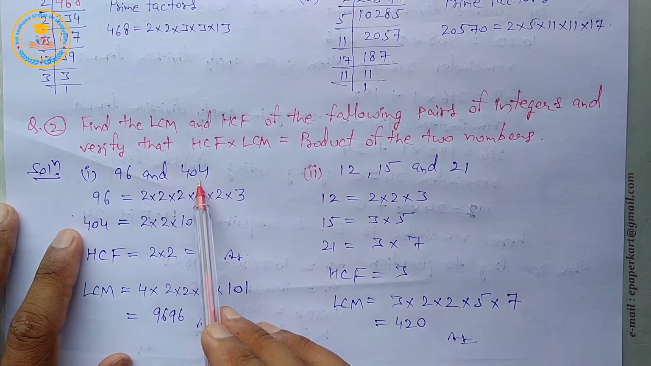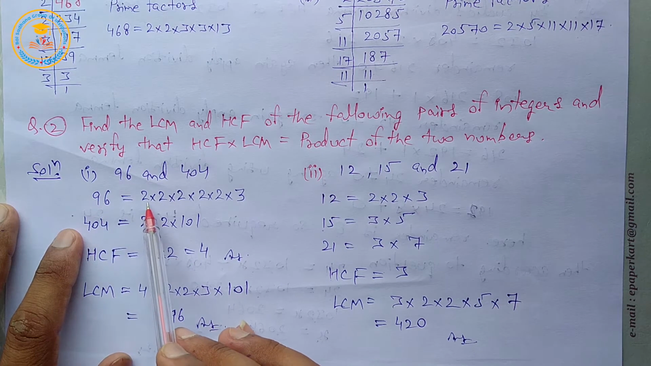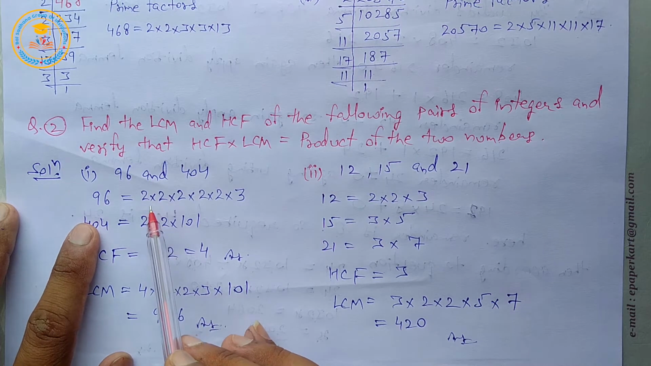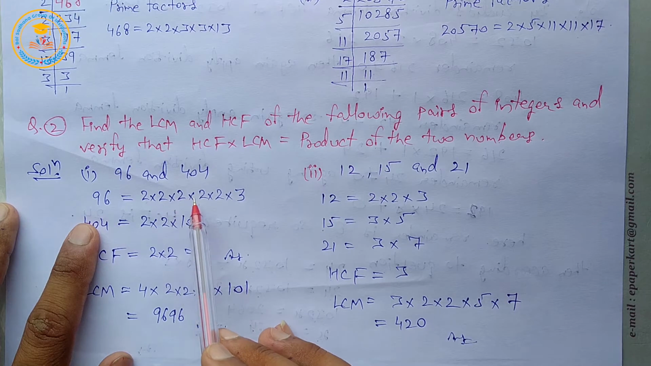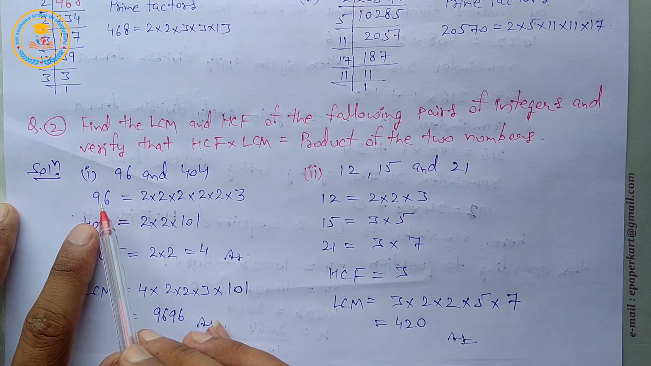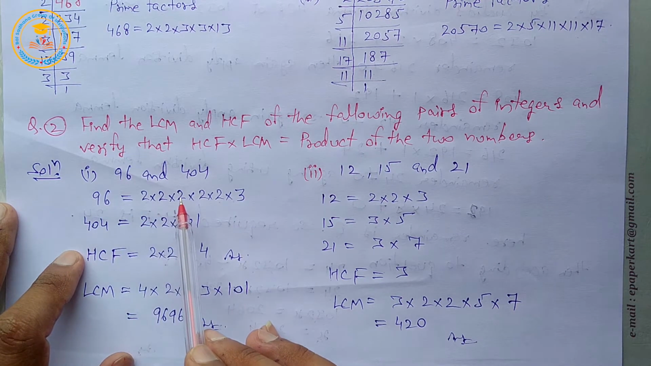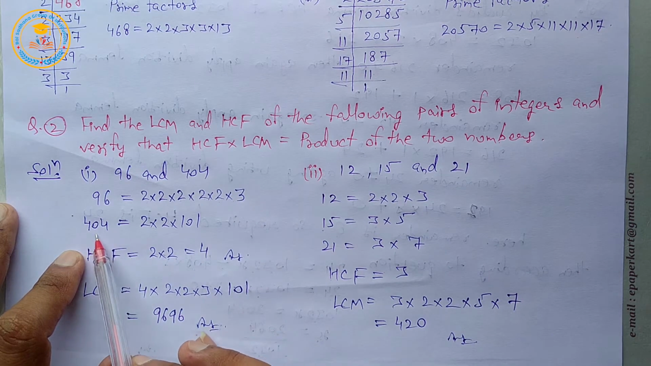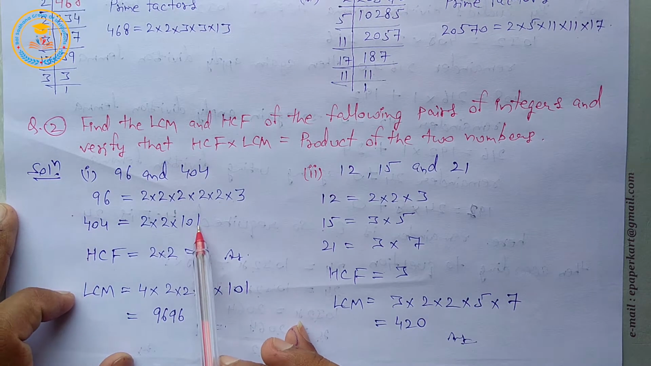96 and 404. Factors of 96. 12 into 8. 96, 12 means 2 into 2, 4, 4 into 2, 8, 8 into 2, 16, 16 into 2, 32, 32 into 3, 96. Okay, factors of 96: 2 multiply 2 multiply 2 multiply 2 multiply 2 multiply 3. Factors of 404: 2 multiply 2 multiply 101.